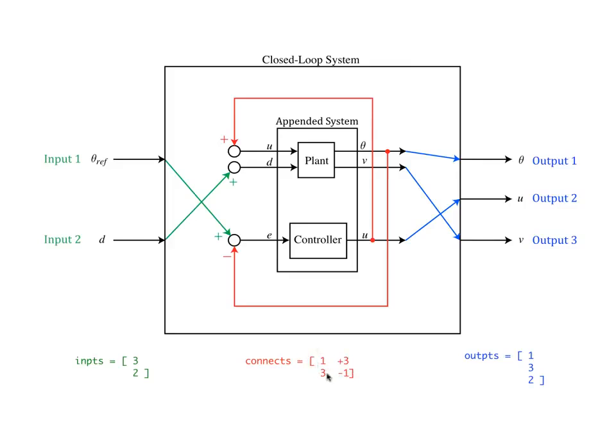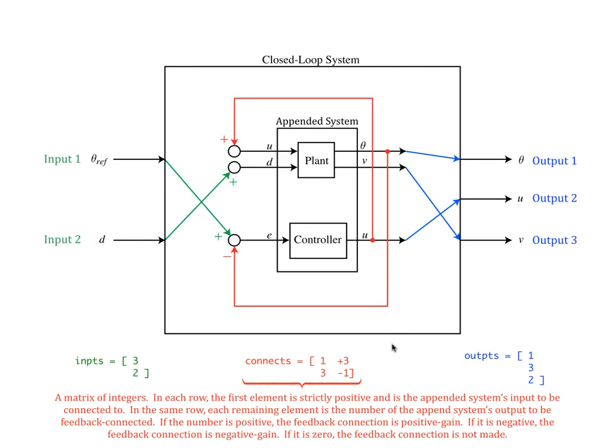The second row, 3 minus 1, is to communicate to the connect command that we wish to connect the first output of our appended system back to the third input to our appended system with a minus sign in the feedback path. That's this feedback connection here: we're to connect the first output of the appended system to the third input to the appended system with a minus sign. Thus, this row needs to be 3 followed by -1.